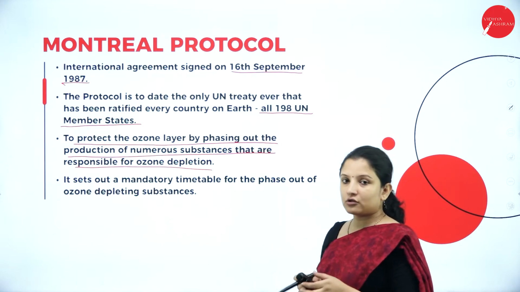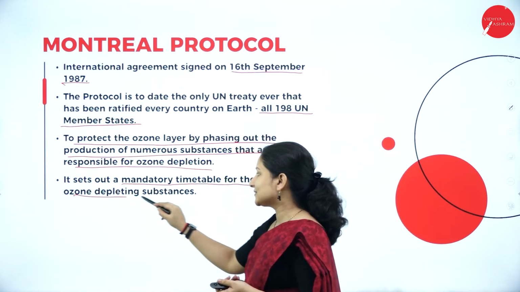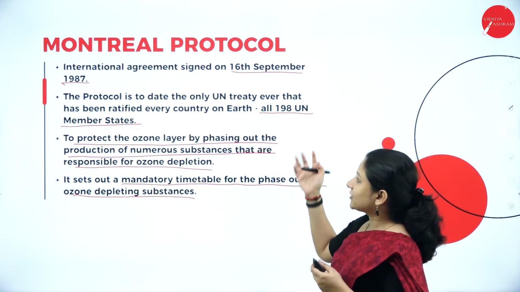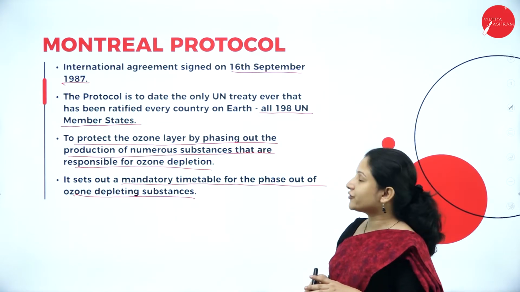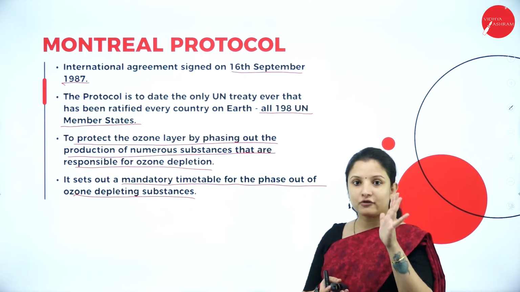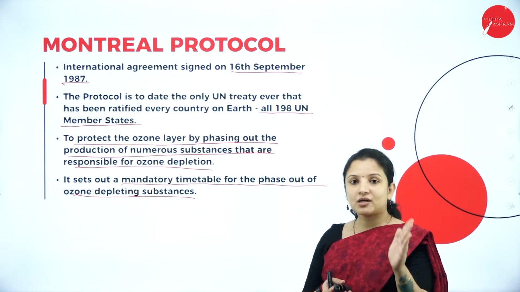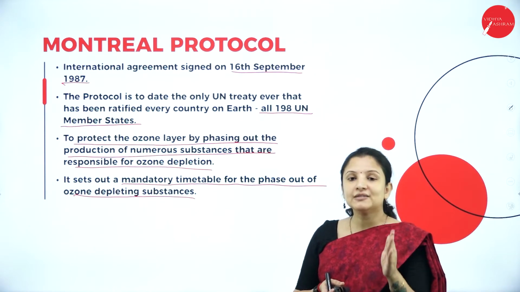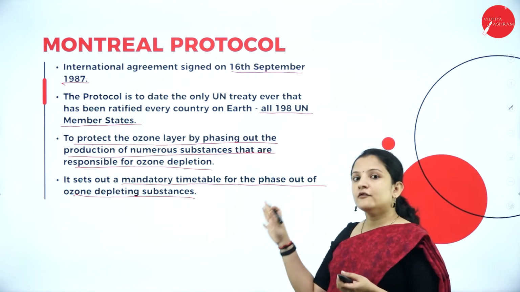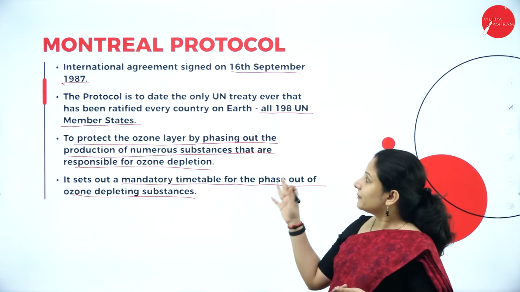The Montreal Protocol sets out a mandatory timetable for the phase out of ozone depleting substances, that is, for whichever nation is participating. I told you 198 United Nations member states are participating in this Montreal Protocol. All the 198 member states are given a certain time period in which they have to make sure that all the products containing ozone depleting substances are stopped from being manufactured. So that is what it means here: a mandatory timetable for stopping the production of ozone depleting substances.